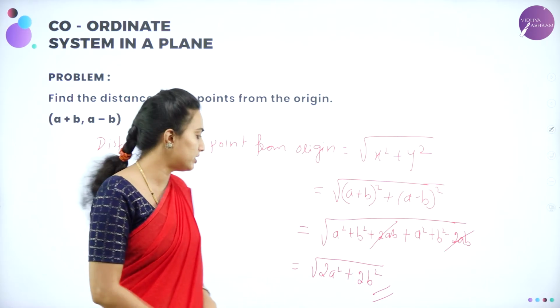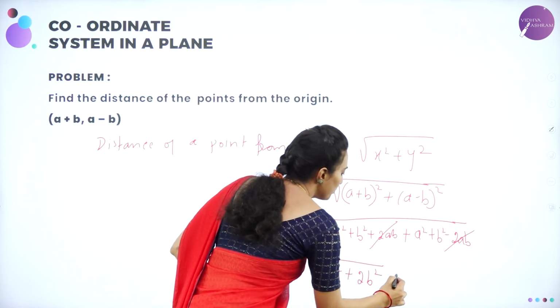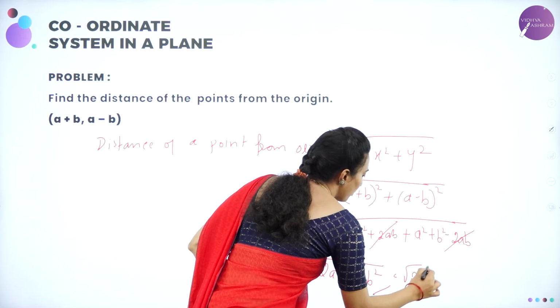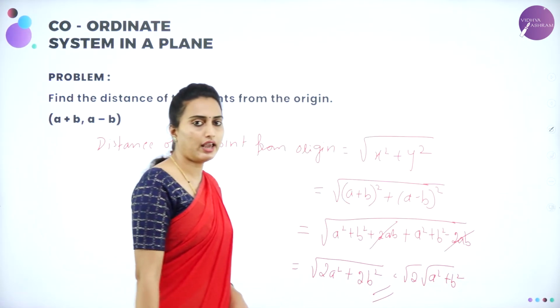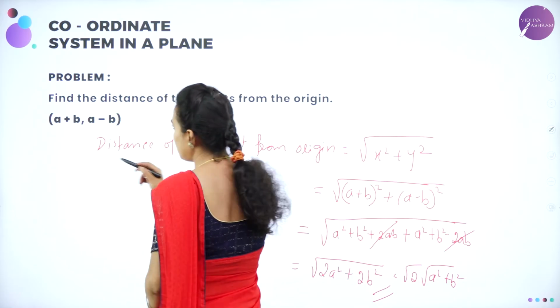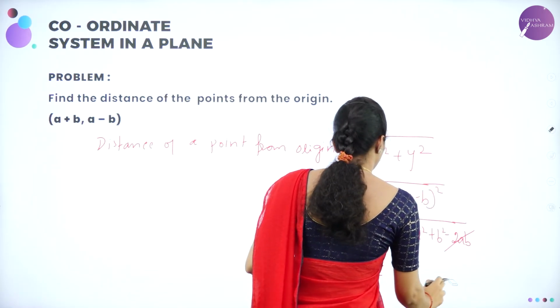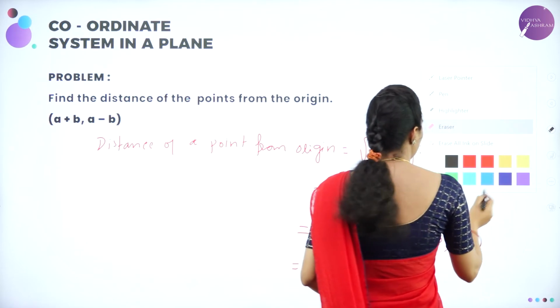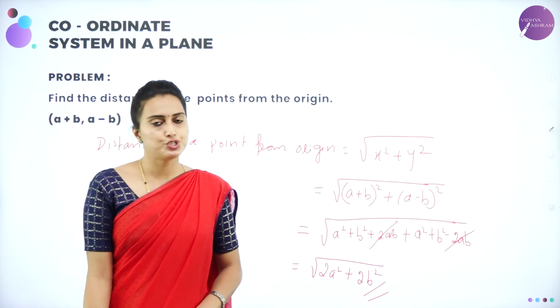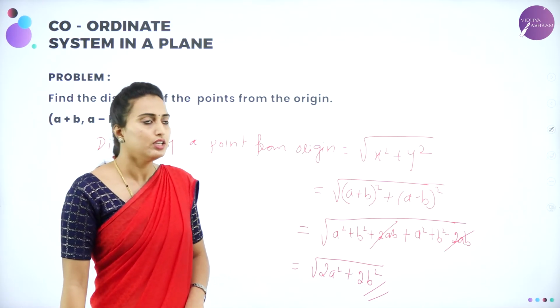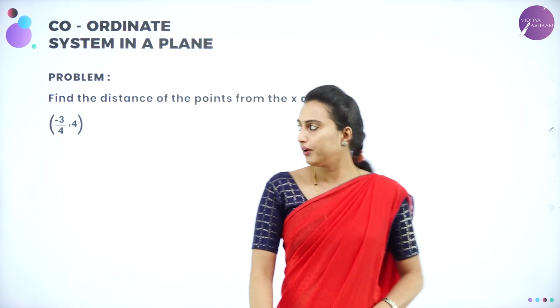Is that easy? Otherwise, you can take out square root of 2, which will become root 2 into square root of a squared plus b squared, isn't it? Like that. So otherwise, you can write the same answer. The answer will be equal to square root of 2a squared plus 2b squared. That's it. Units.